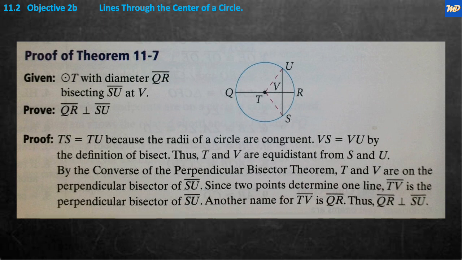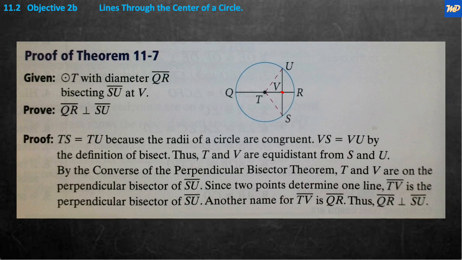So reading through the proof, we'll go slow and see if we can make sense of it here. TS equals TU. Those are two radii of the circle, going from point T, one to S and the other out to U, because the radii of a circle are congruent. VS equals VU, by the definition of bisects. Early on in the given, it says it bisects.